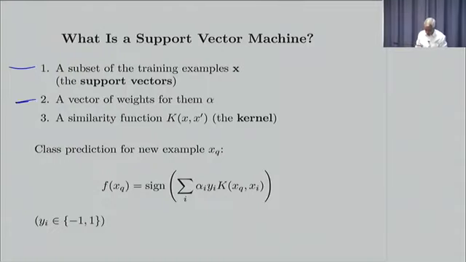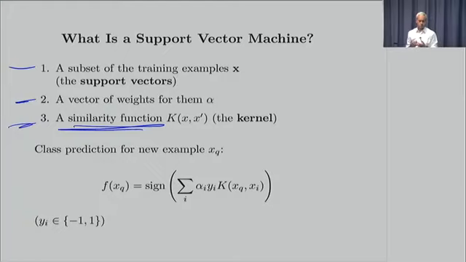The second one, again very natural, is a vector of weights for them. Just like, say, boosting, right? Each example is going to have a weight. Completely trivial. And finally, another thing that is not new, but is very important, is the similarity function. It's a function that you give it 2 examples, and it returns a non-negative number saying how similar they are. Okay? The higher the value, the more similar they are.